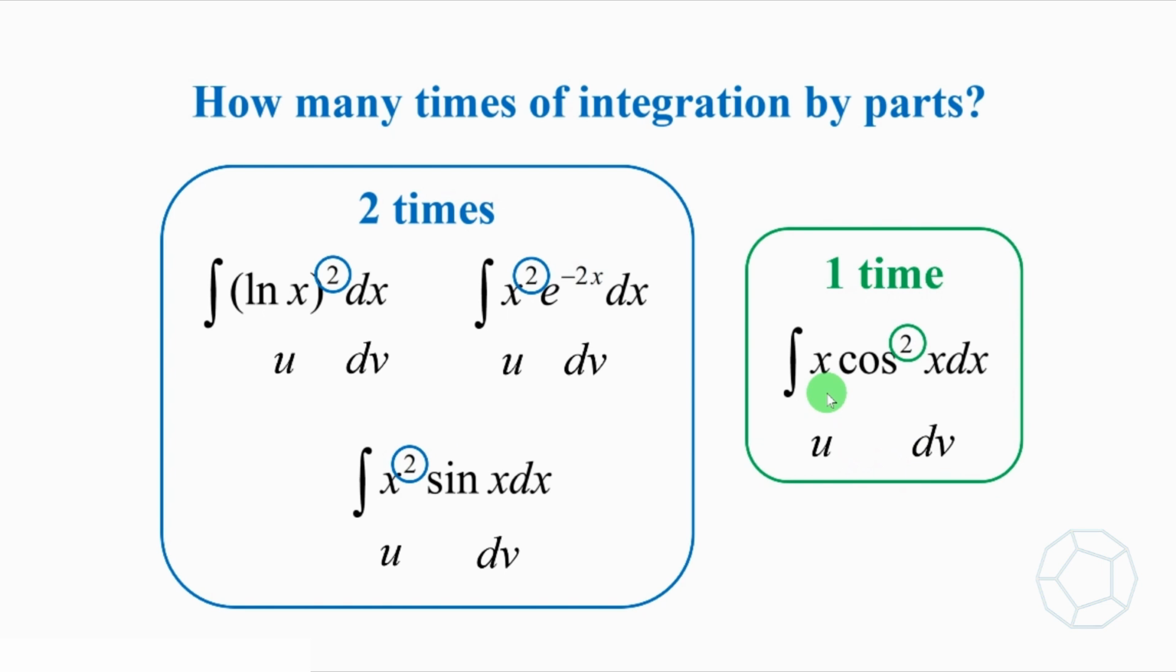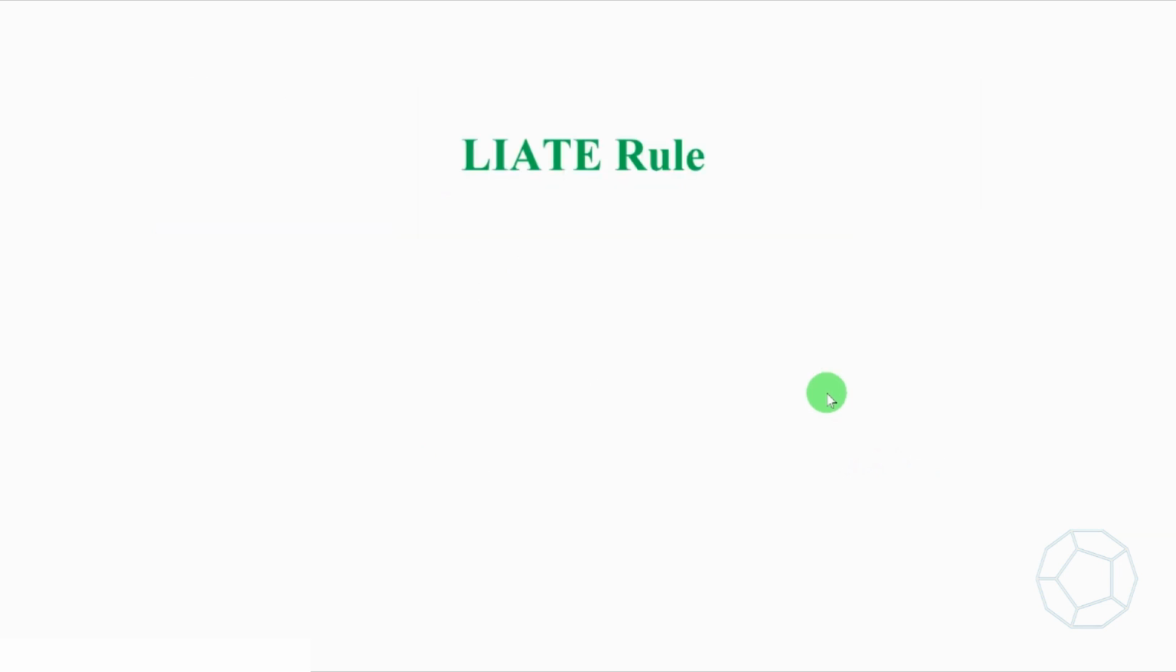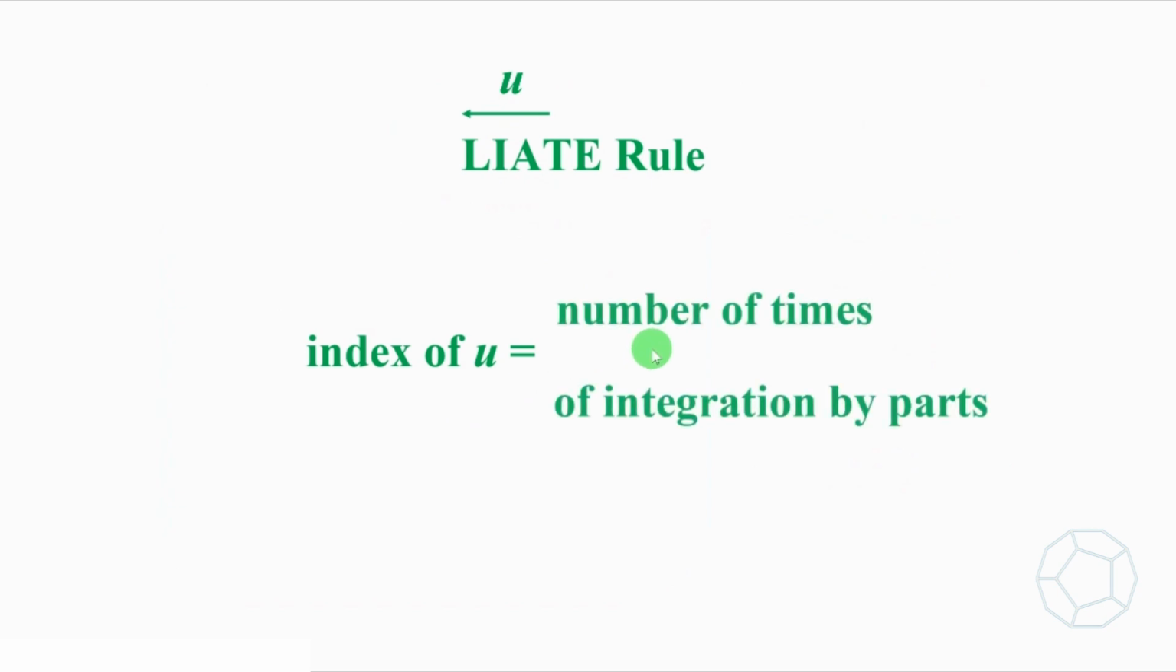Therefore, we get an important result from last rule. Apart from determining which function to absorb, we can predict the number of times of integration by parts before we really perform it. Here is the thing. In last rule, the function on the left is u, and the index of u is equal to the number of times to apply integration by parts. This is such an important result.